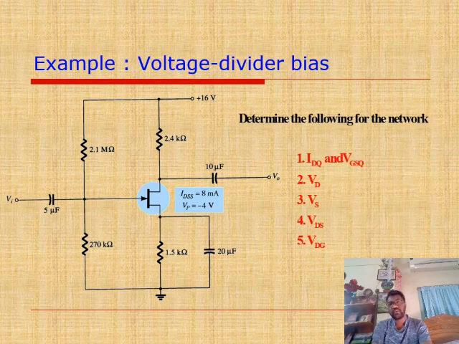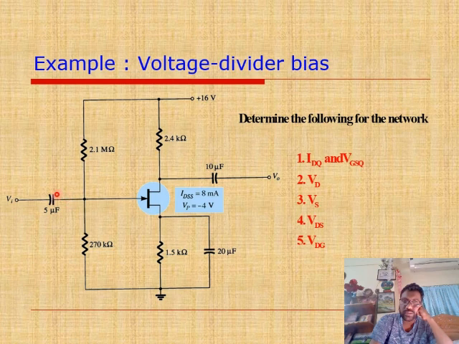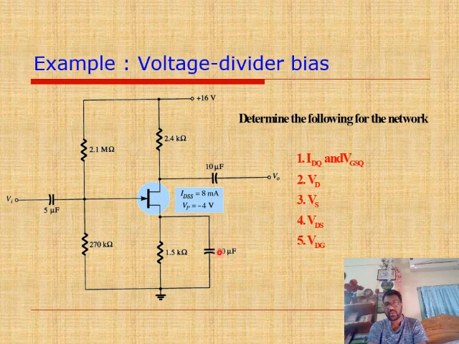Example of a problem of a voltage divider bias. First, let us see the problem. So this is the input side, this is the output side, and this is the filter capacitor, 5 microfarad. This is the output filter capacitor of 10 microfarad. We have a bypass capacitor of 20 microfarad.